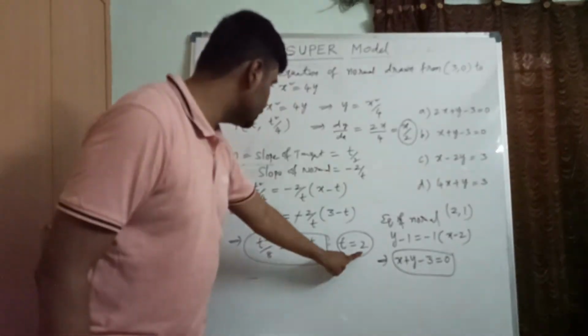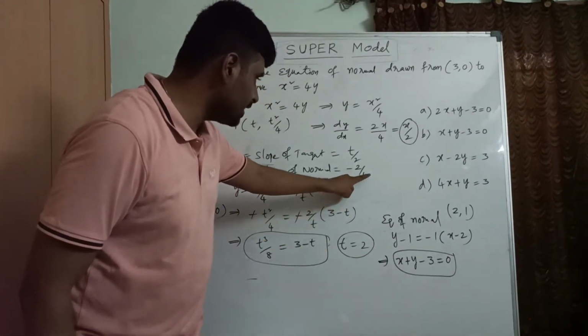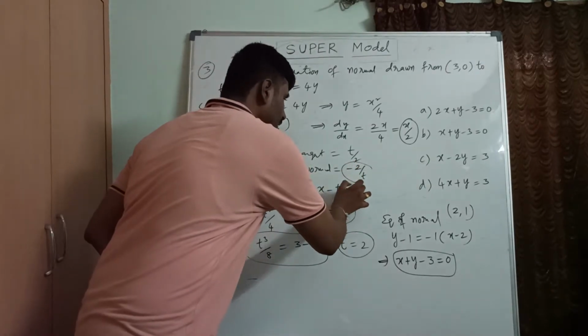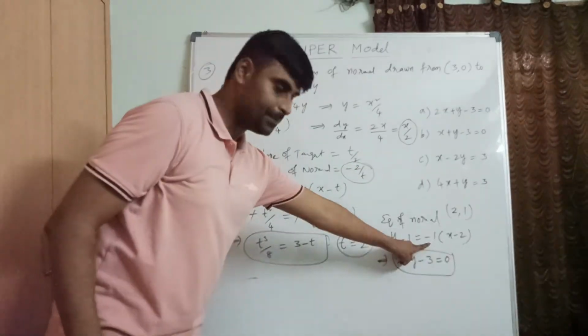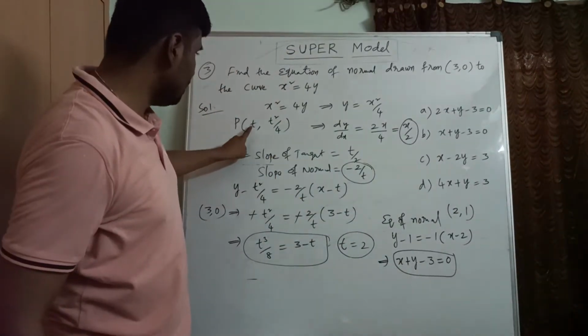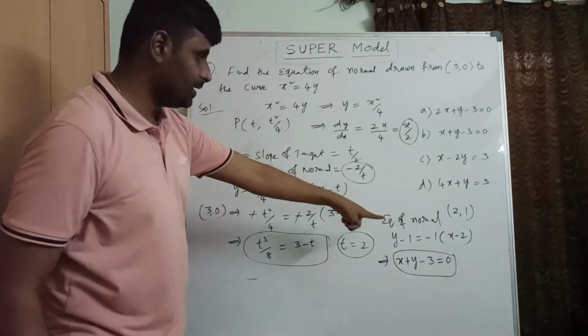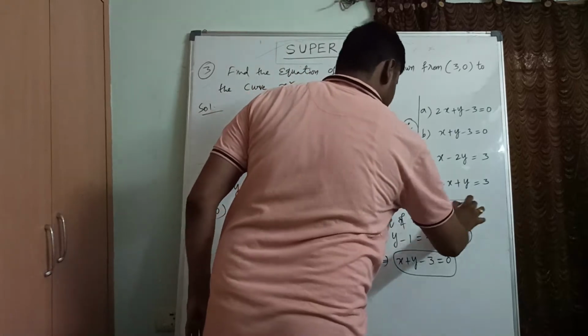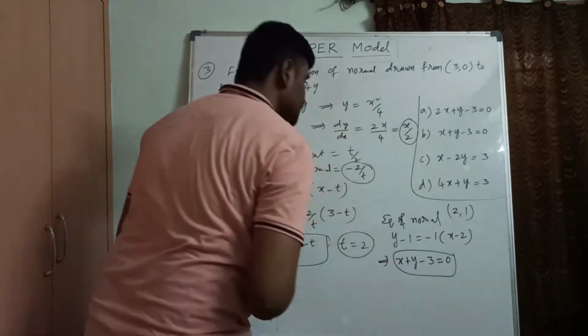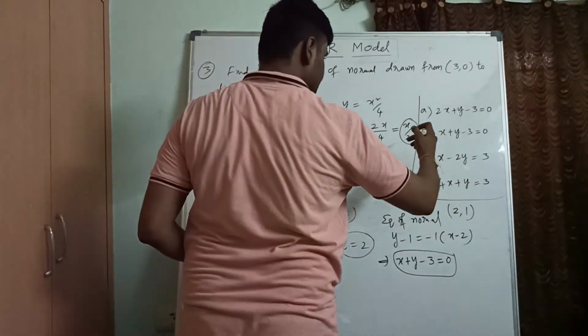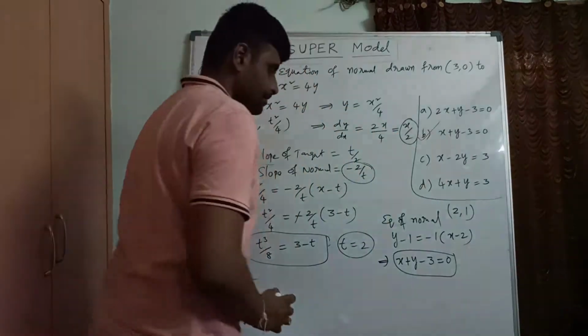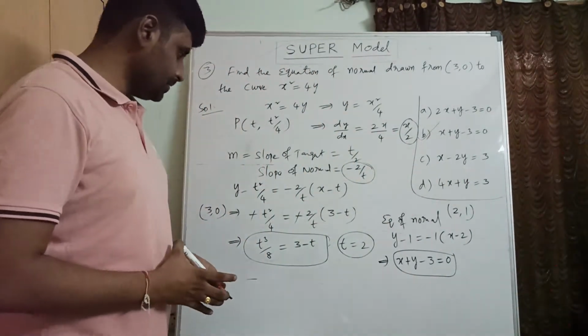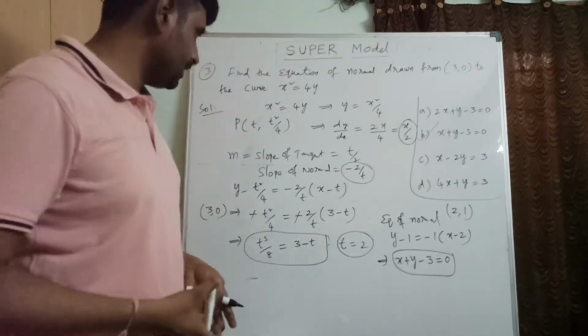So t equals 2, so the slope of the normal will be minus 1. Now what is the point? 2 comma 2 square by 4, which is 2 comma 1. So point-slope form, that's it. Clear? So which of the following options is correct here? Option B. Correct? So hope you have understood. Pause the video, make a note of it.